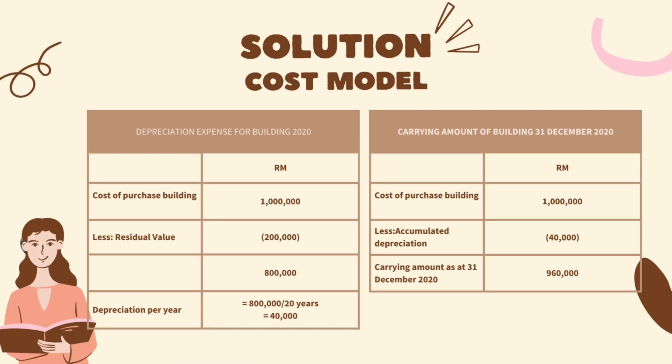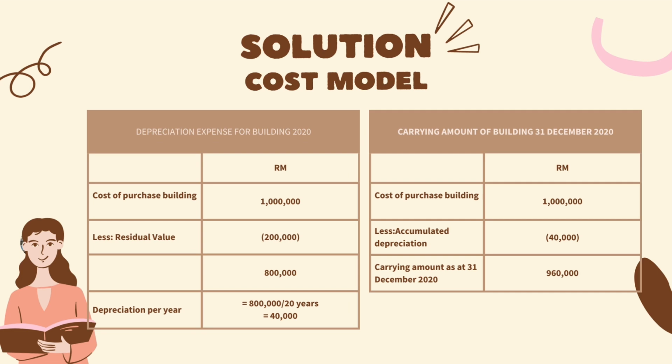The first step in calculating the carrying amount of the building is to recognize the depreciation method used by the company, whether it is the straight line method or the reducing balance method. In this case, the company used the straight line method. So we need to calculate the depreciation expense for the building every year. The cost of purchase of the building is deducted by the residual value and divided by the useful life of the building, and we will get 40,000 ringgit for the depreciation expense.